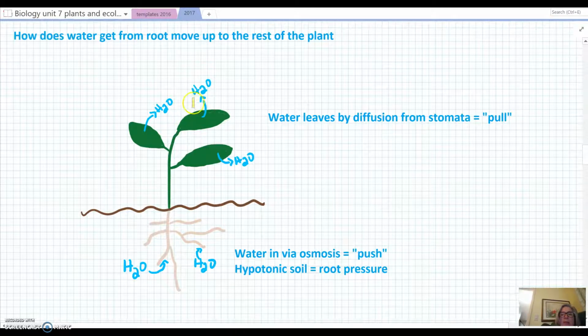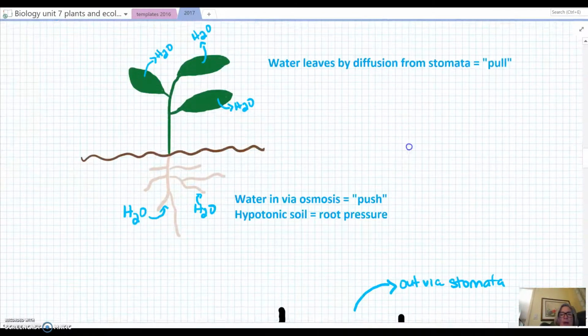If you look at the top of the plant, water exits the plant by diffusion from the stomata. When the stomata are open, water can evaporate from the plant out of the stomata and leave. This is a pull. So we have a push from the bottom and a pull from the top. But how does the water move up the stem through the xylem here? We can see how it's pushed down here and pulled up here, but it's a little harder to see how it moves up through the middle.